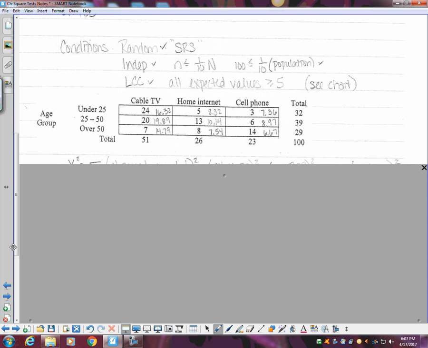So I have 100 less than or equal to 1/10 of the population is good, and my large count, all expected values greater than or equal to 5. So to get the 16.32, I'm doing the column total times the row total, hitting enter, and then dividing it by the total. And that's where all these numbers are coming from. So this one right here would come from 51 times 39, hit enter, and then divide it by 100.